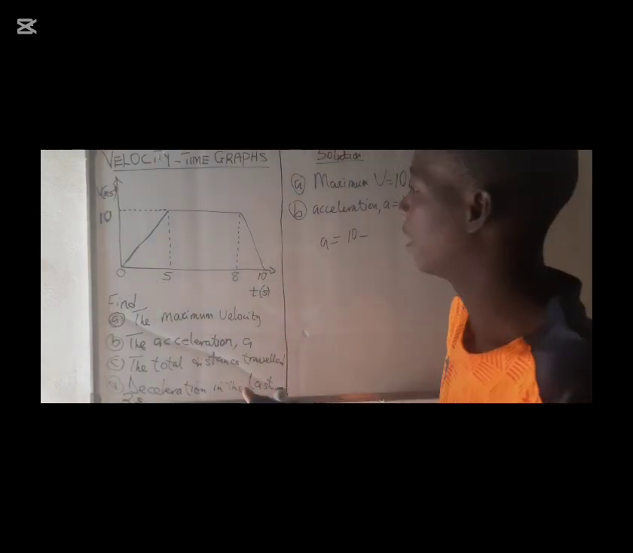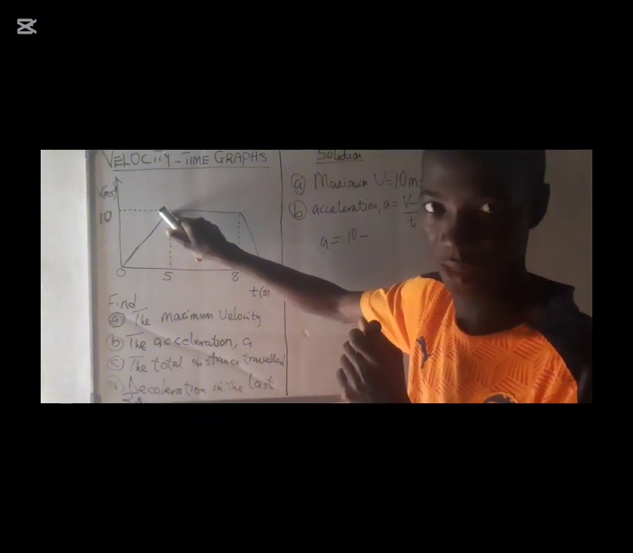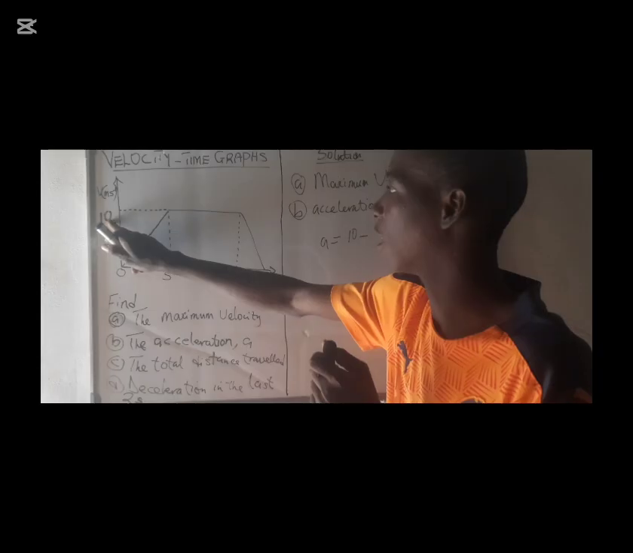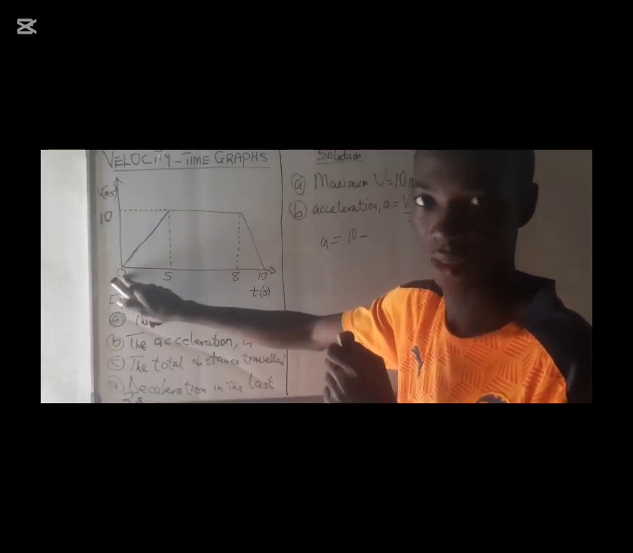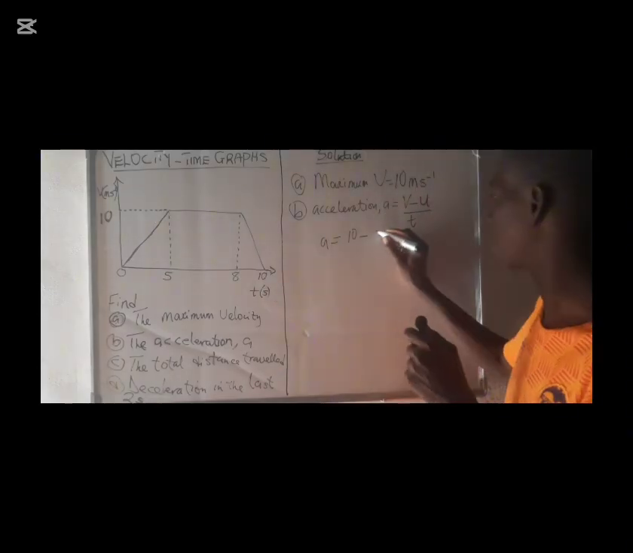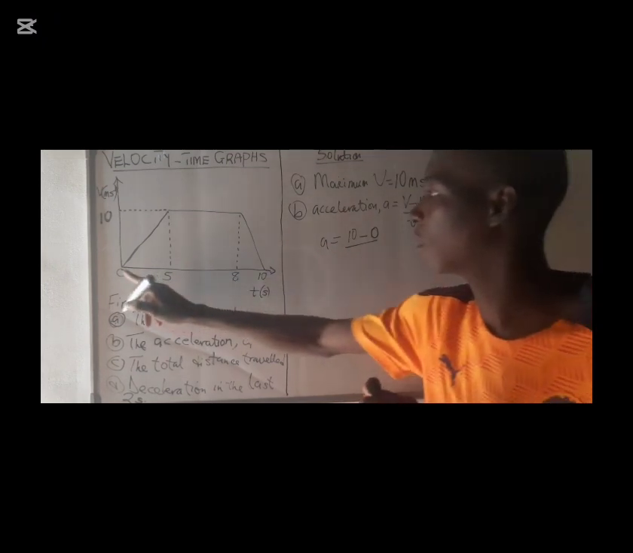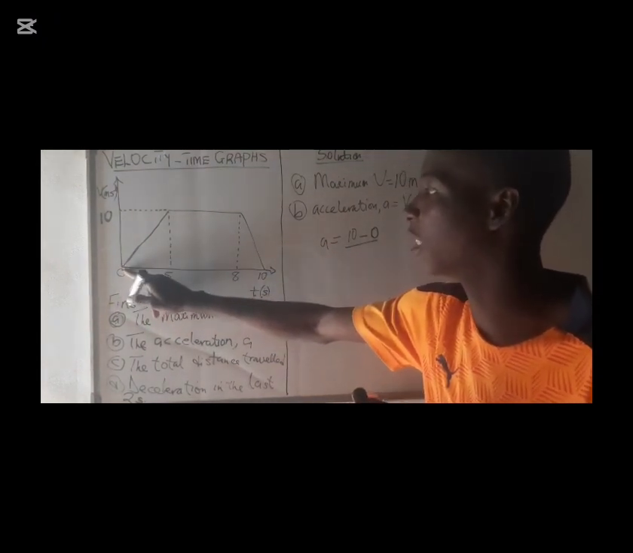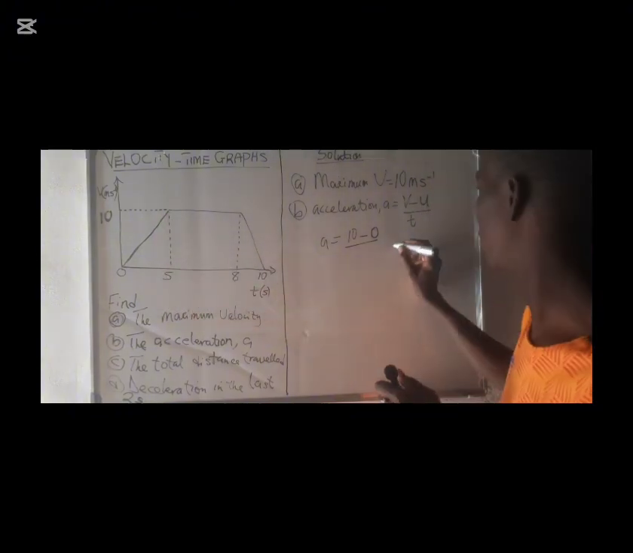Remember, this is the acceleration. From here down to here is our acceleration. So to find the final velocity and the initial velocity, this is our final velocity, and this is our initial velocity, which is 0, because it started accelerating here. All that over the time taken. The time taken when accelerating from its initial to its final is 5.